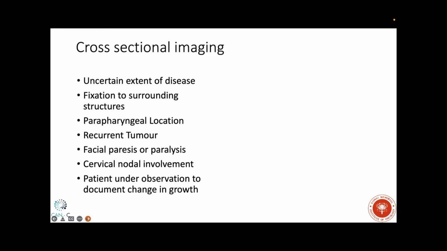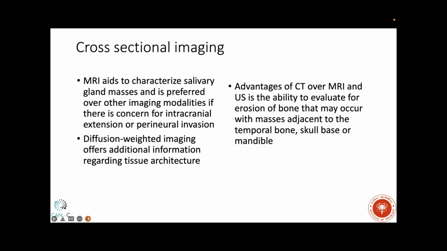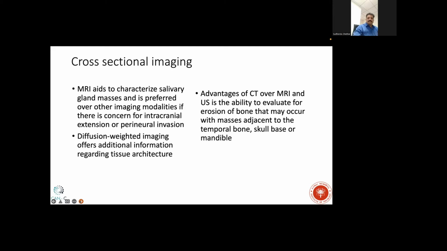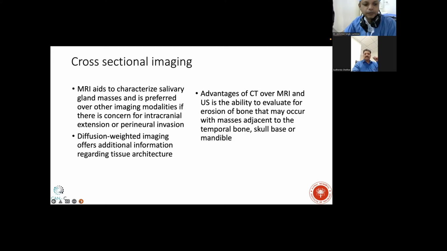When there are signs of malignancy, we always require cross-sectional imaging, and we also need it to document change in growth, especially in cases where we are waiting and watching some of the benign neoplasms. MRI especially helps us to categorize the salivary gland tumor, like how cytology and core biopsy help. Even features of MRI help us to type the tumor, and diffusion weighted imaging also gives us additional information regarding the tissue architecture.